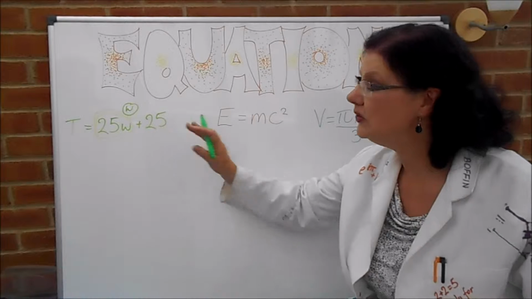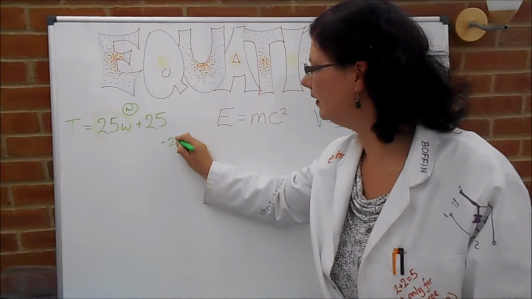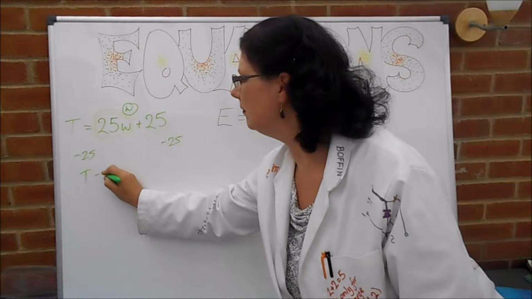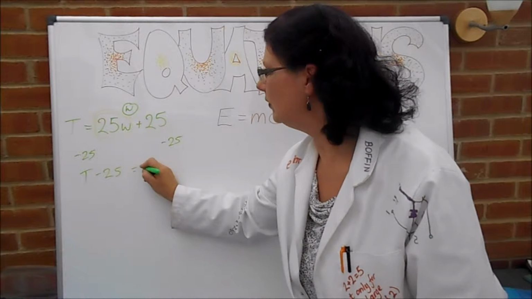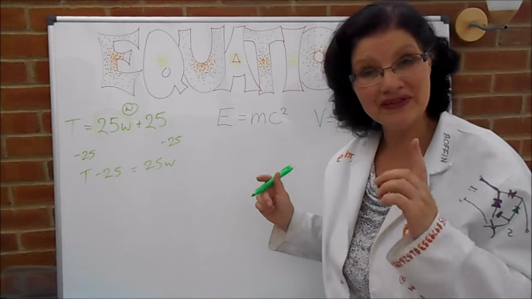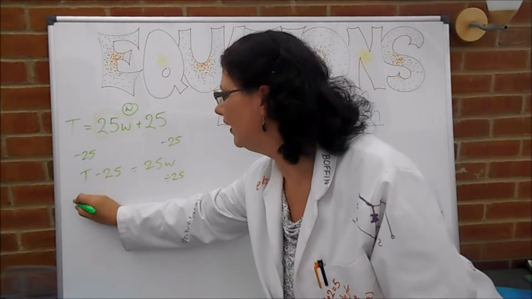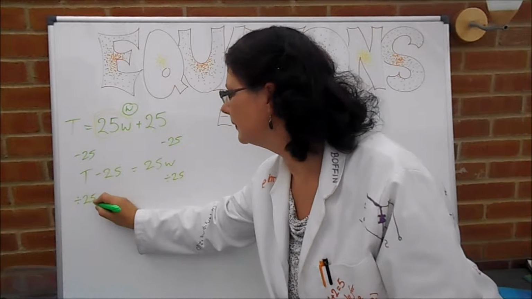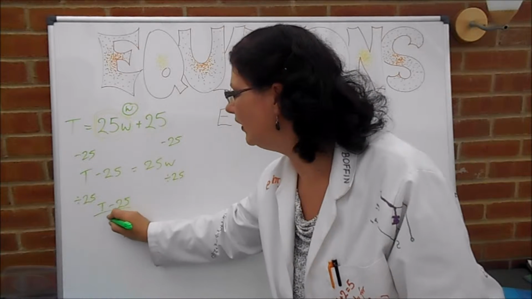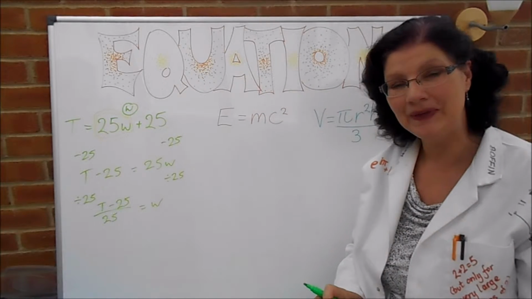So first thing we're going to do is get rid of that add 25 by doing a subtract 25 on both sides, which gives us T minus 25 equals 25W. And then we're going to get rid of that times 25 by doing a divide by 25 on both sides. And that gives (T minus 25) divided by 25 equals W.